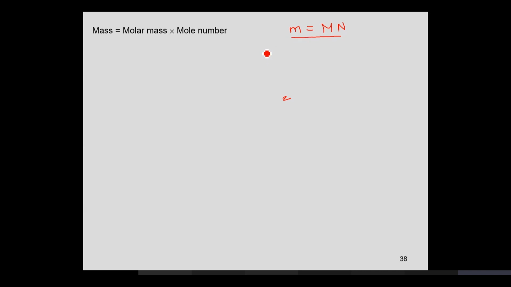If I want, this is my equation, P specific volume equals RT. And I know that specific volume is what? V over m. So PV over m equals RT. I can express this equation as PV equals mRT. Is this equation clear to you?